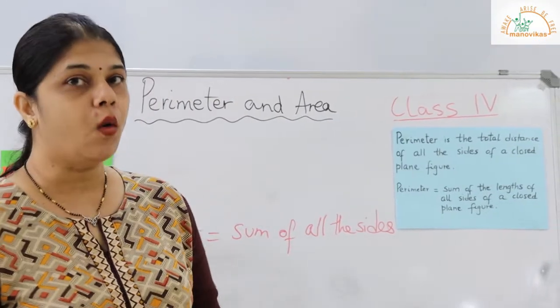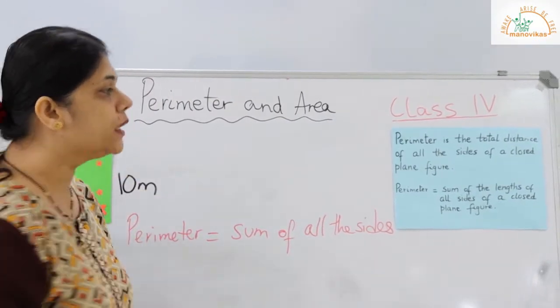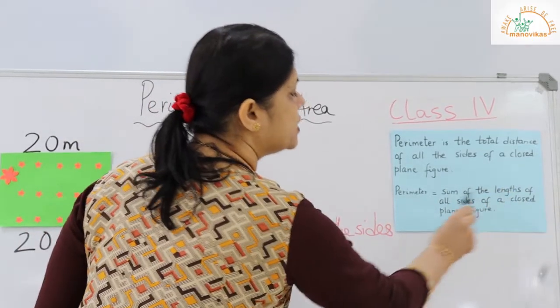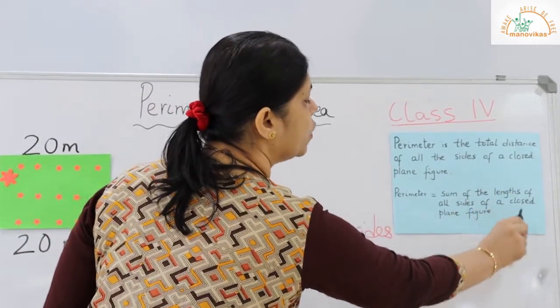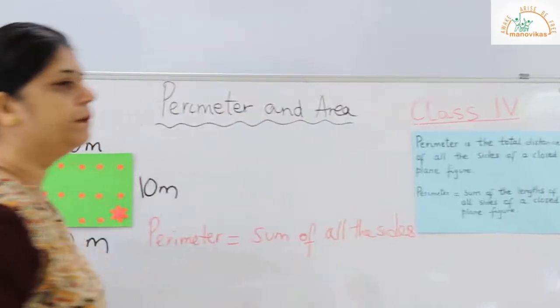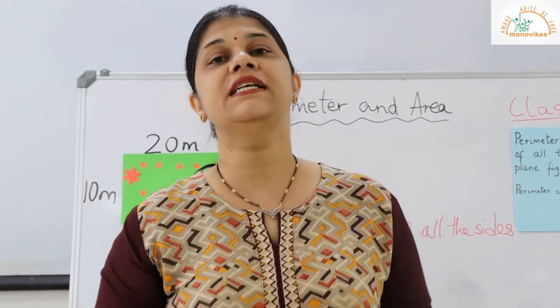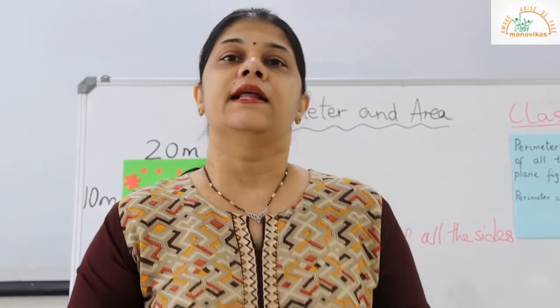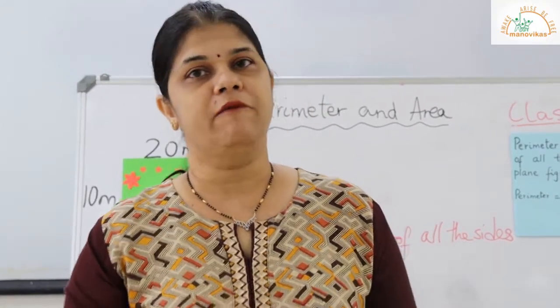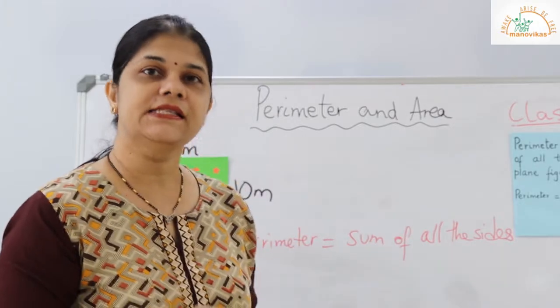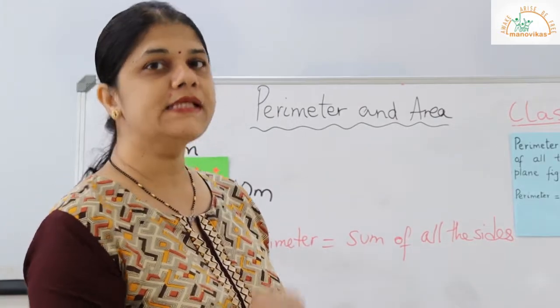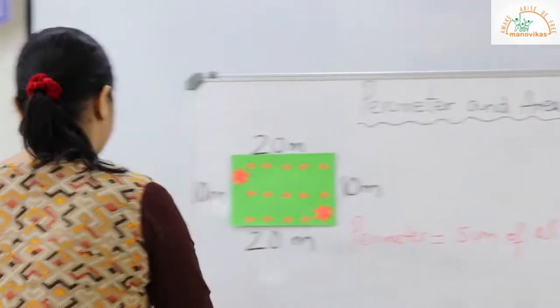Perimeter can be found by finding the total or the sum of the lengths of all sides of a closed plane figure. Now, since perimeter is a measure of the distance or the length, the units for perimeter are very important. Let us see what you mean by this with the help of one example.